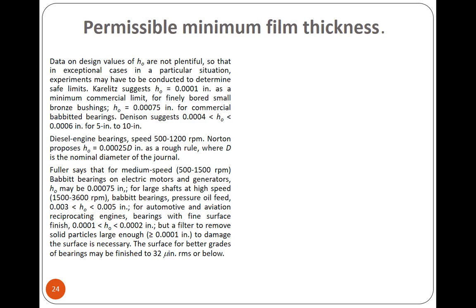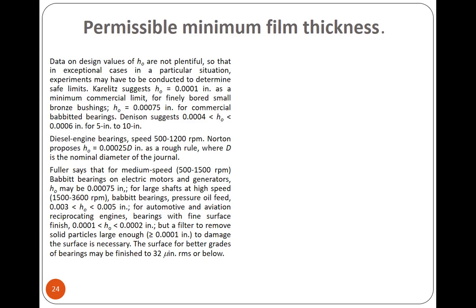Data on design values of h_o are not plentiful, so that in exceptional cases, in a particular situation, experiment may have to be conducted to determine safe limits. One source suggests h_o as 0.001 inch as a minimum commercial limit. For finely bored small bronze bushing, h_o is 0.00075 inch for commercial overheated bearing.